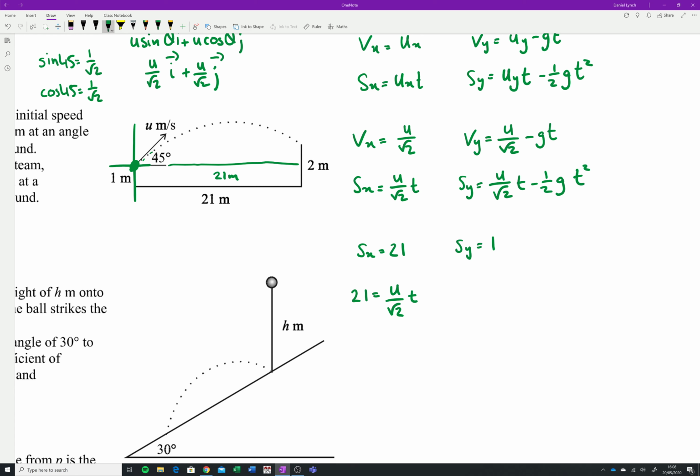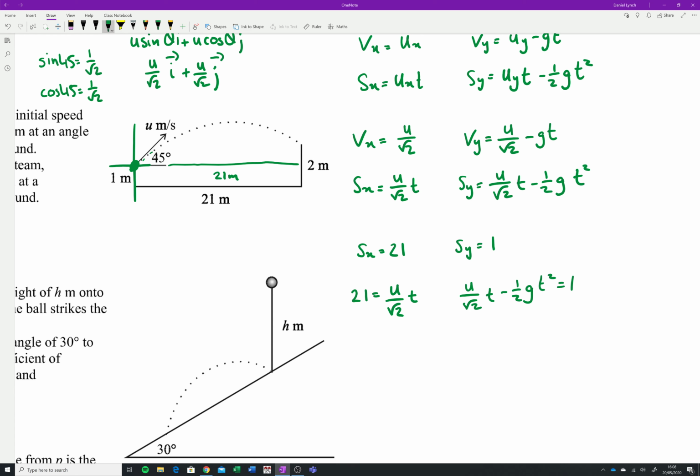So we can say that u over root 2 t minus a half g t squared is equal to 1. And it's just simultaneous equations here. So you remember what the plan is. It looks like simultaneous equations with lots of variables, but there's only u and t, and we're trying to get what is u.